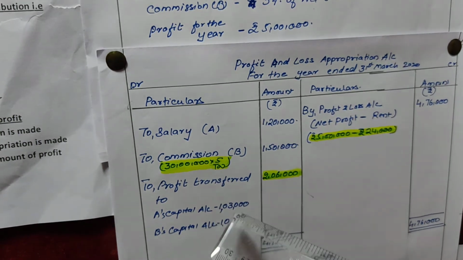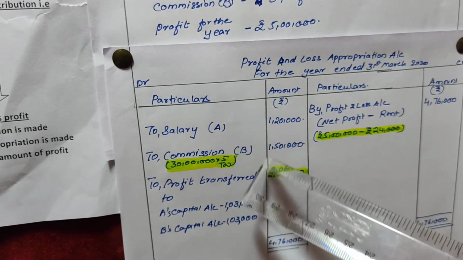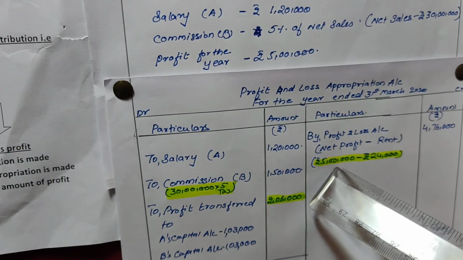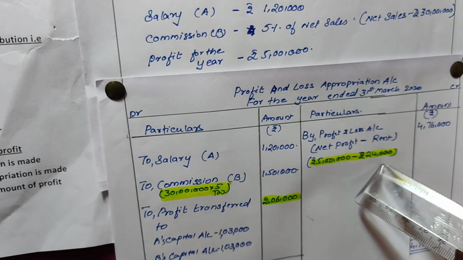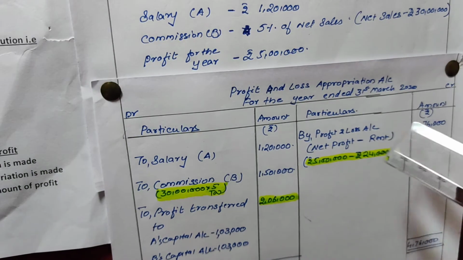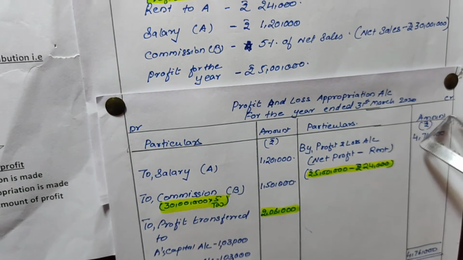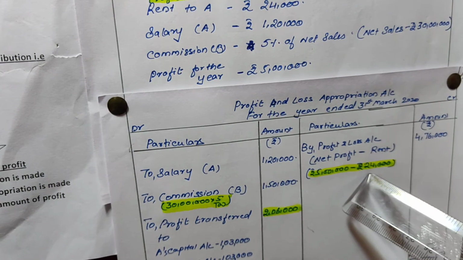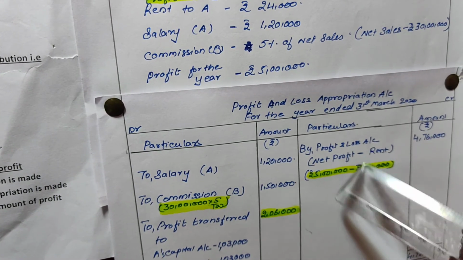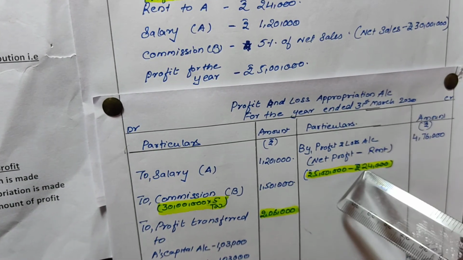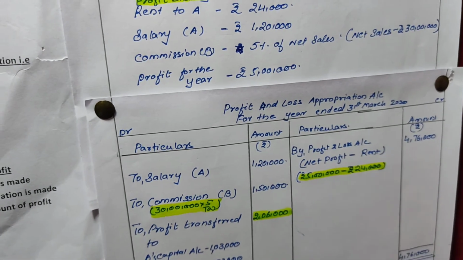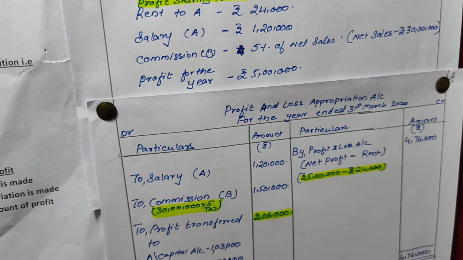So let's revise it. When charge against profit is given, what we have to do? We have to deduct the charge against profit from the net profit, and we have to write that in the profit and loss appropriation account. Why we are doing it? Because it is to be debited in profit and loss account. So we are deducting it from profit and loss appropriation account.